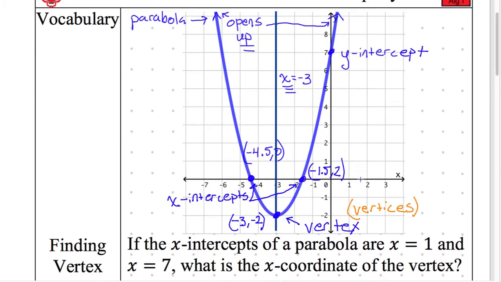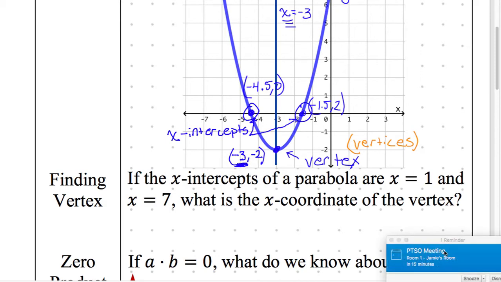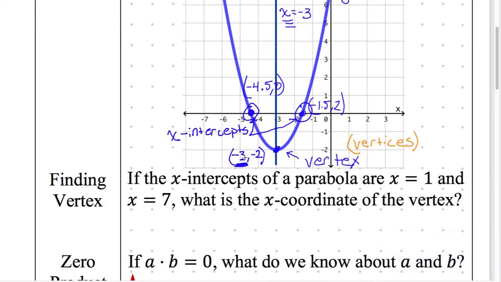All right, so I want to talk about how to find the vertex. Again, the vertex is that bottommost point, or it might be the topmost point if it was upside down like this. How do I find the x-coordinate of the vertex, knowing that my x-intercepts are at -4.5 and -1.5? I want you to pause at least for 30 seconds, try to figure this out on your own, looking at this diagram. I have two x-intercepts. How do I figure out this x-coordinate?